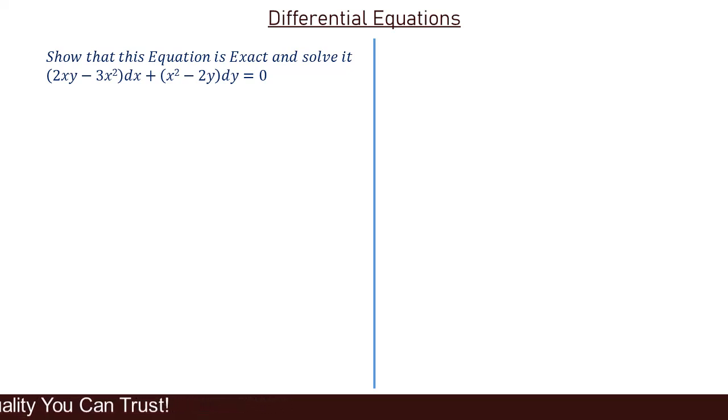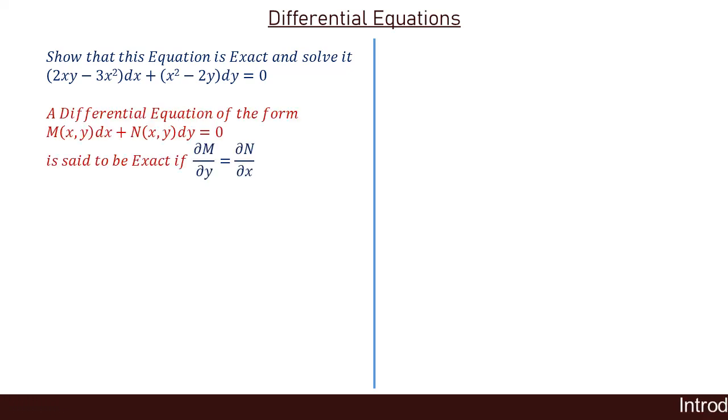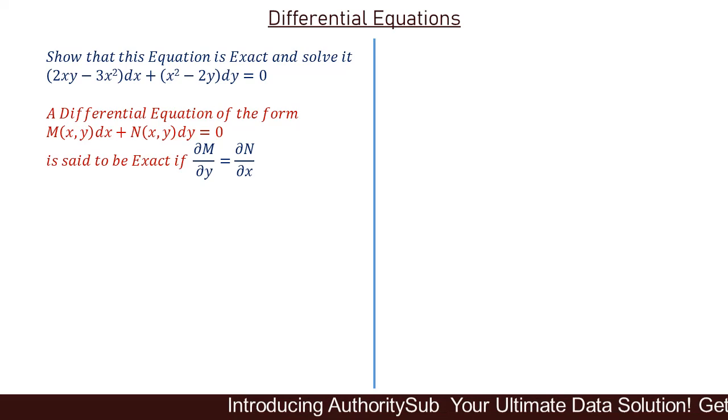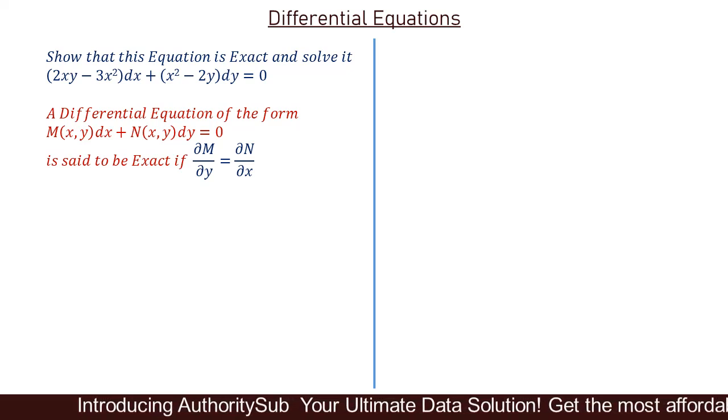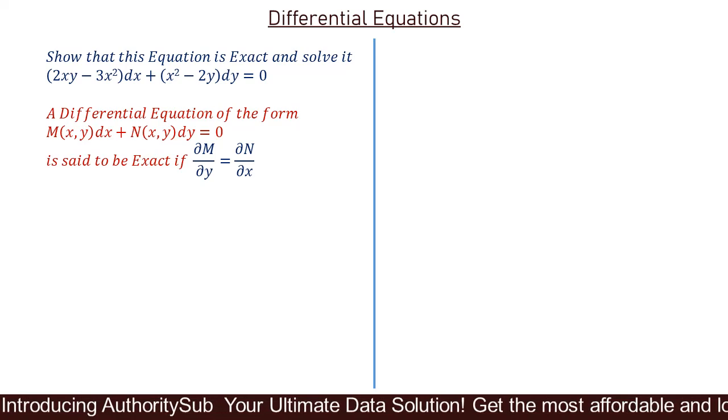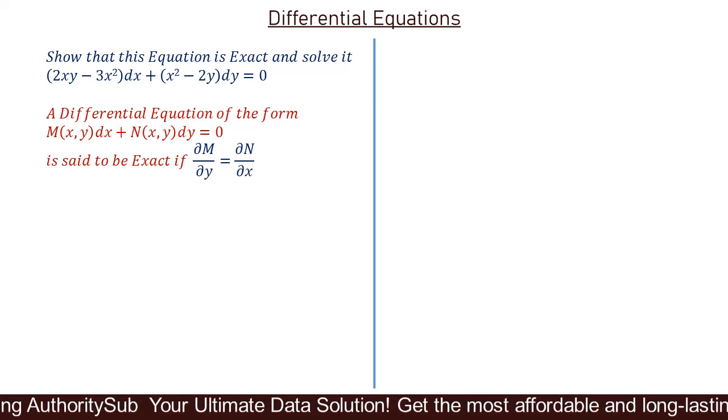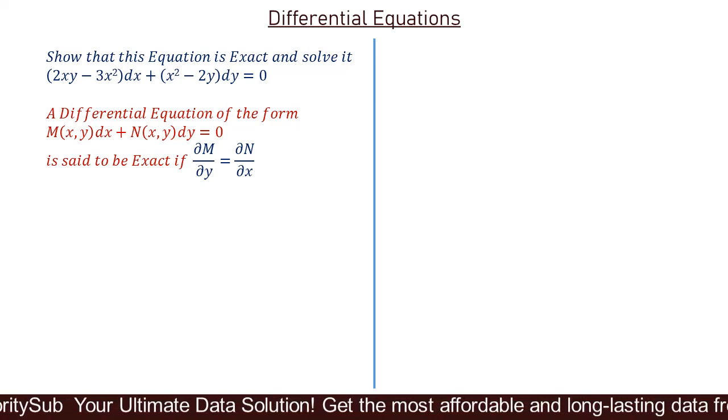So we are to show that this particular equation is exact and then we are to solve it. Now, going by definition, what do we mean by exact equation? We said that a differential equation of this form, M(x,y) dx + N(x,y) dy = 0, is said to be exact if the partial derivative of M with respect to y is the same as the partial derivative of N with respect to x.